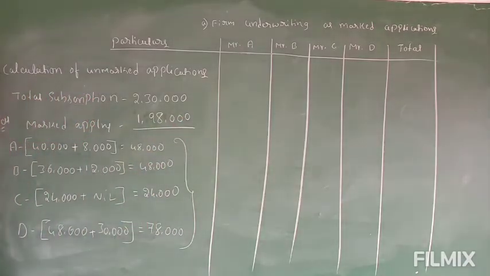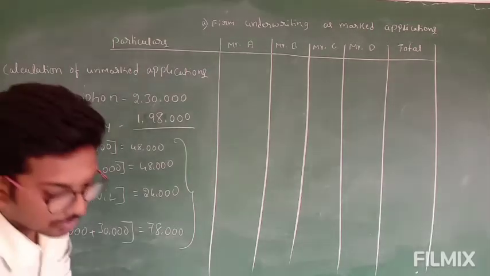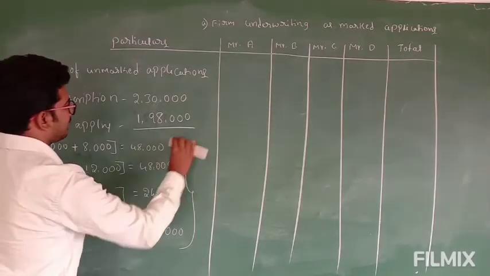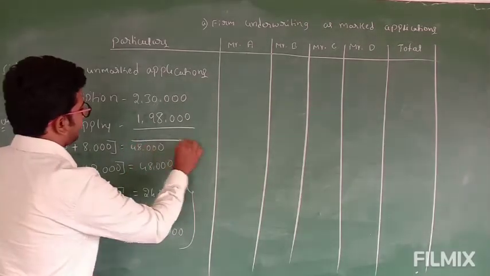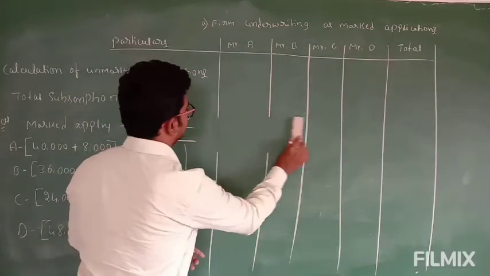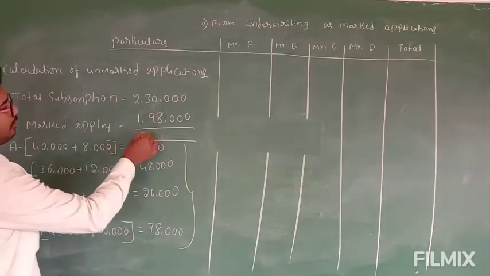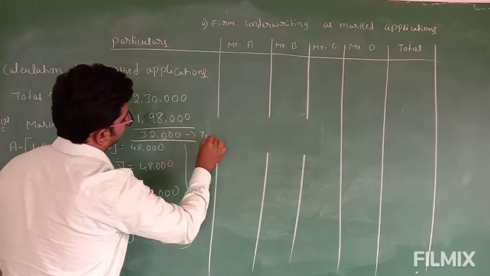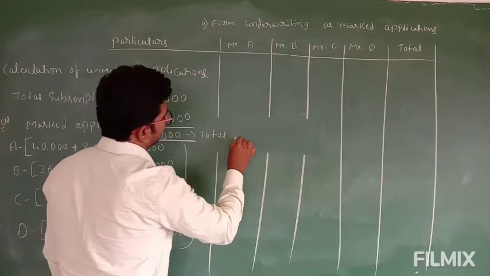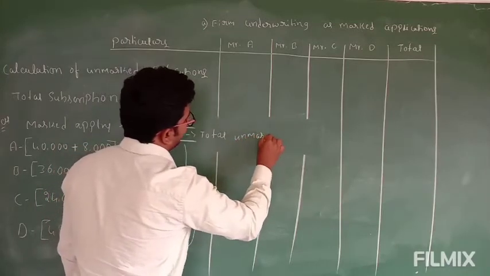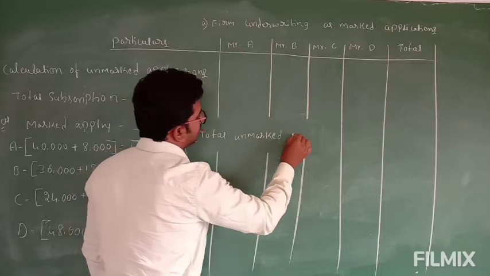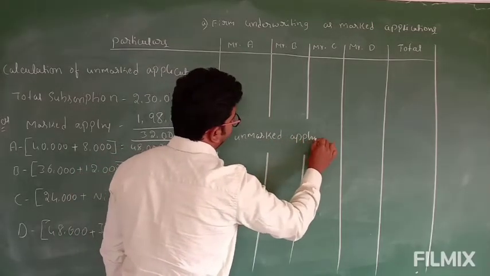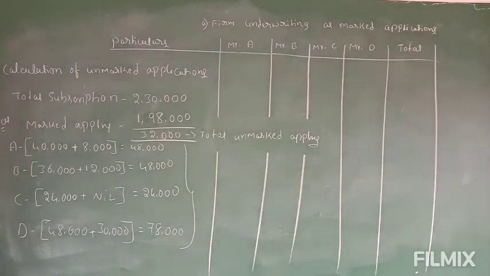By adding all this, we will get 1,98,000. So 2,30,000 minus 1,98,000 will get 32,000, considered as total unmarked. This is how we are going to calculate the unmarked applications.